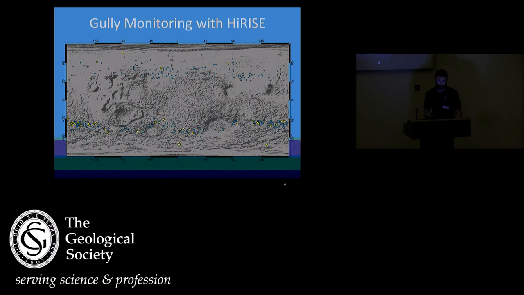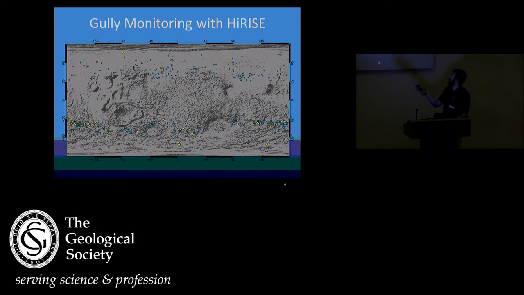And so I think that the combination of these two points indicates that what we're seeing is actually active gully formation. We've been monitoring gullies with HiRISE since we got there, taking regular, or as regular as possible, repeat images. We now have over 300 monitoring sites in the southern hemisphere and over 100 in the north, where we have long baseline repeat coverage with HiRISE. Sometimes the quality of the images is variable. We don't necessarily get the right lighting match every time. And we see activity at dozens of these sites.